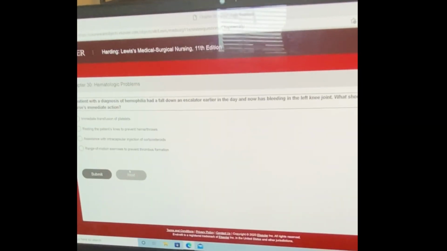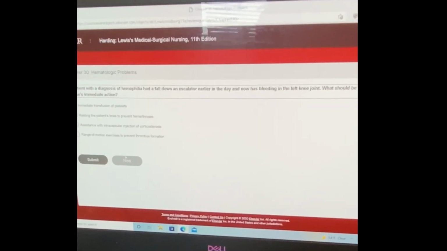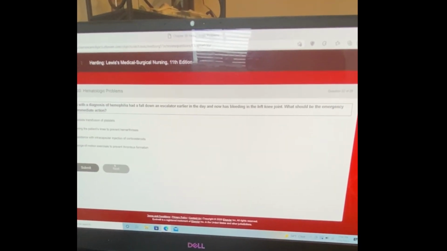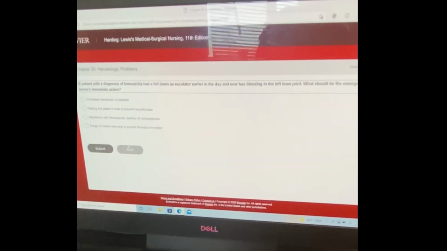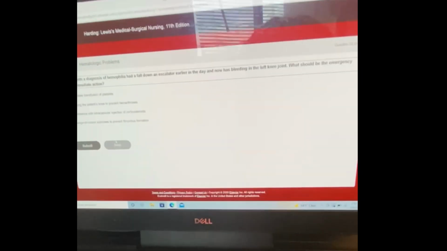A patient with a diagnosis of hemophilia had a fall down an escalator earlier in the day and now has bleeding in the left knee joint. How are you falling down an escalator? Like, an escalator moves by itself, so how did you fall? Step on it and stay still. What should be the emergency nurse's immediate reaction?